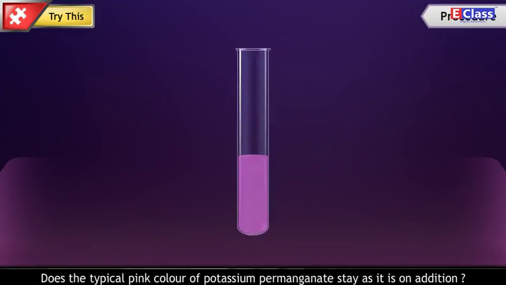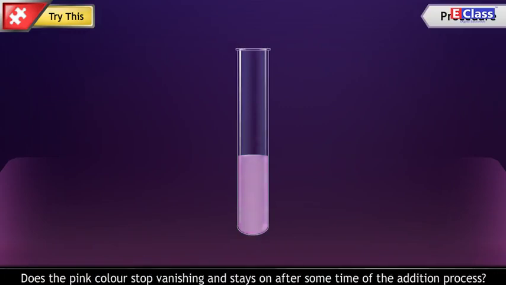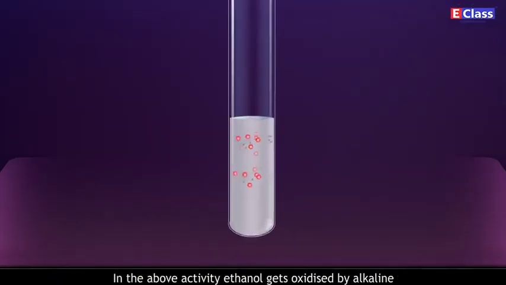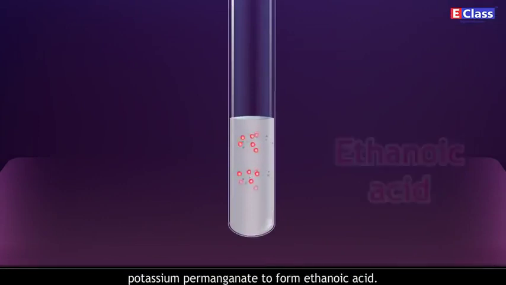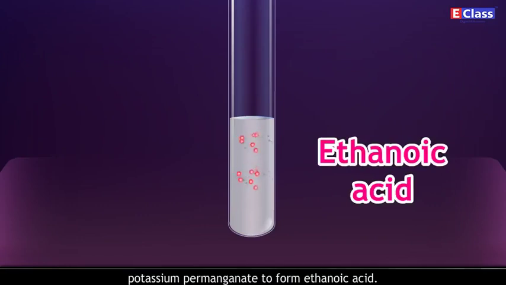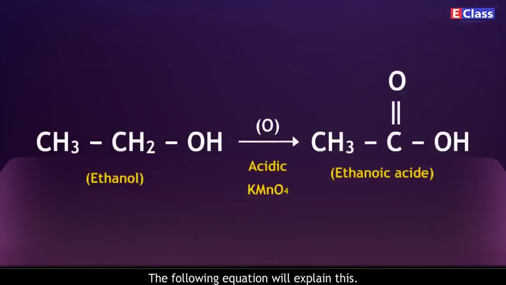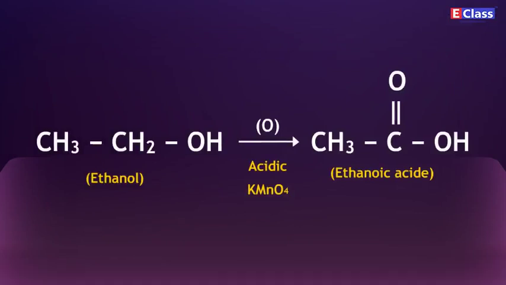Does the typical pink color of potassium permanganate stay as it is on addition? Does the pink color stop vanishing and stay on after some time of the addition process? In the above activity, ethanol gets oxidized by alkaline potassium permanganate to form ethanoic acid. Only certain bonds in the vicinity of the functional group take part in this reaction. The following equation will explain this.